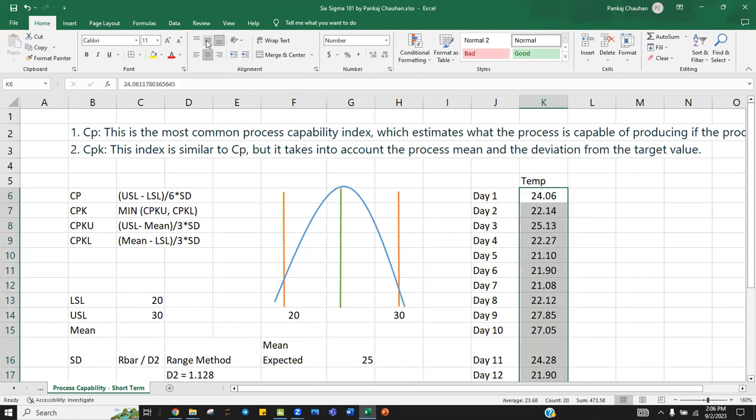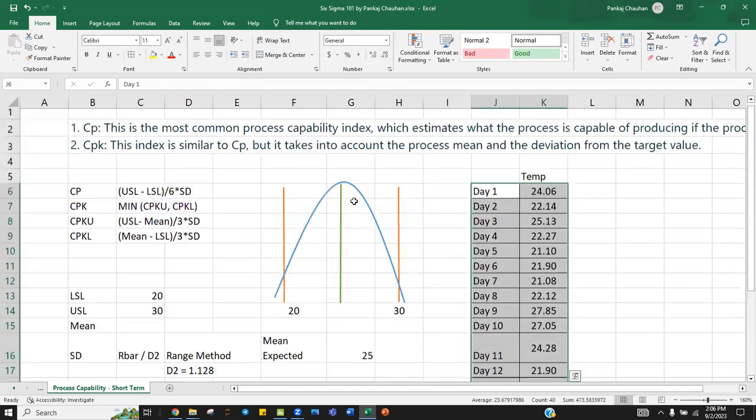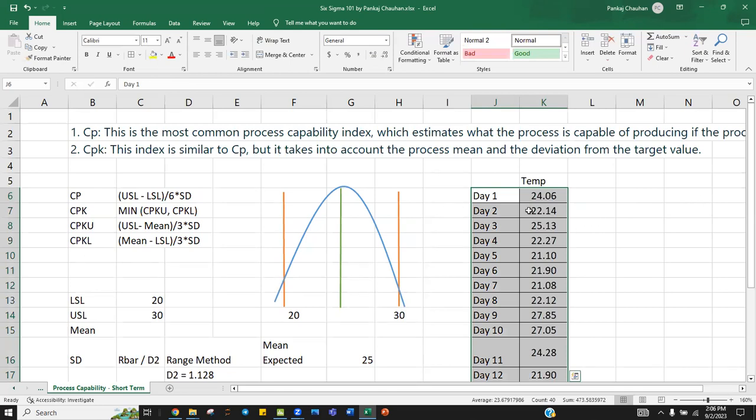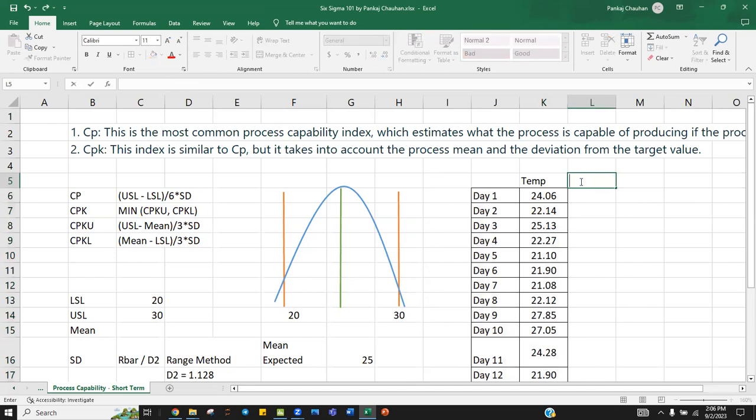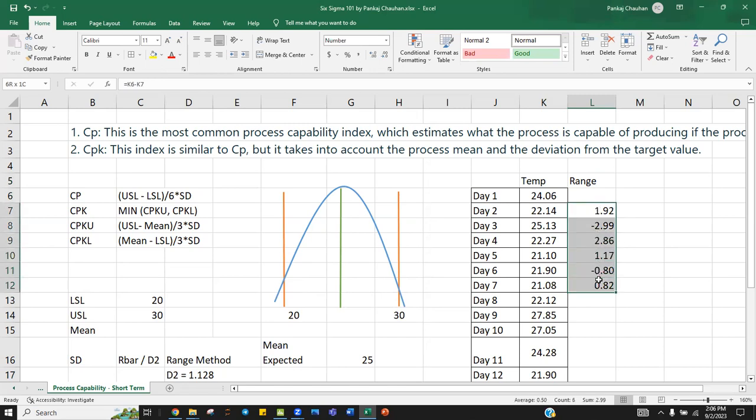And now what will I be calculating? First thing, I have to calculate the moving range of this data if the subgroup size is 2. So I will take 2 data points together. If I say moving range, there is no data point before the first value, so I'll leave it blank. And here I will take the first value minus the second value. So the moving range between day 1 and day 2 is 1.92. I will take the second value and the third value difference, then the third value and the fourth value difference, and so on. This is representing the variation.